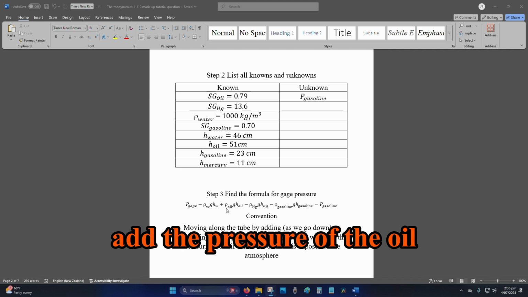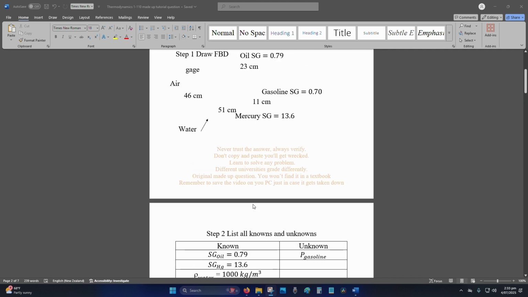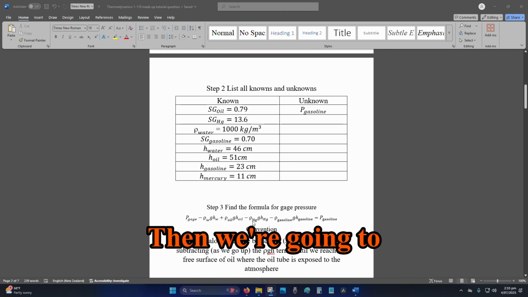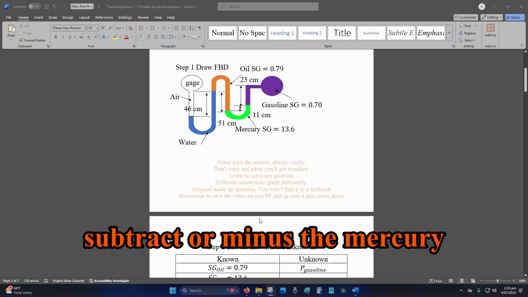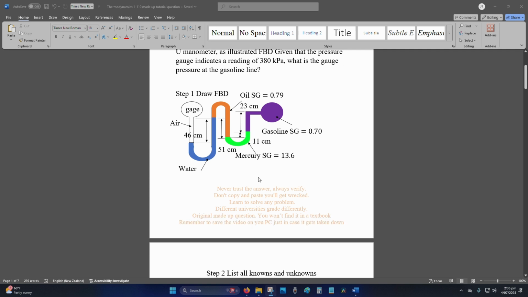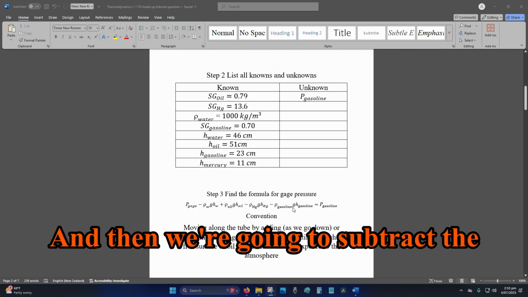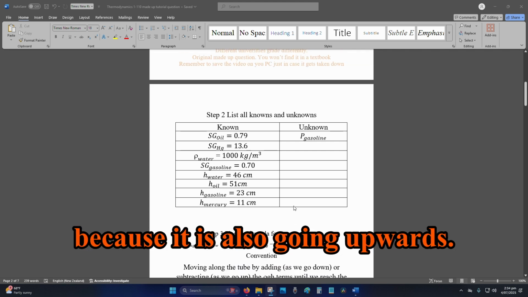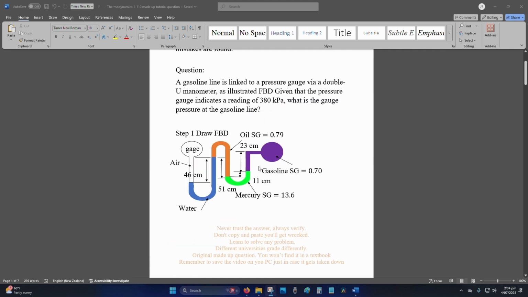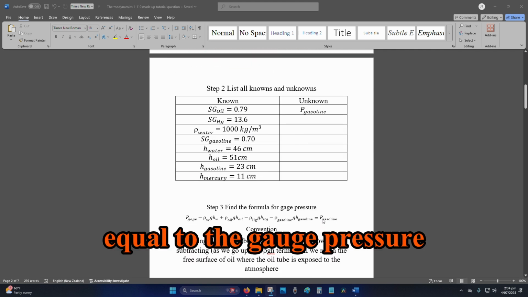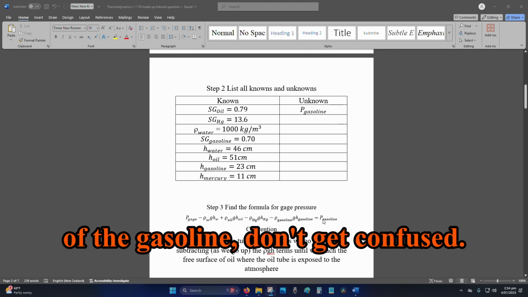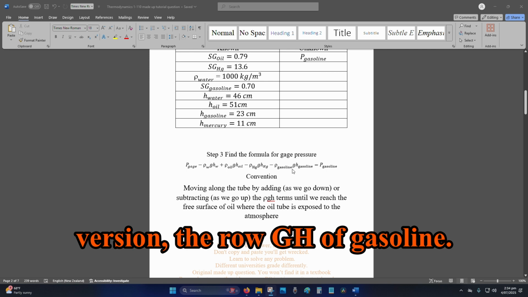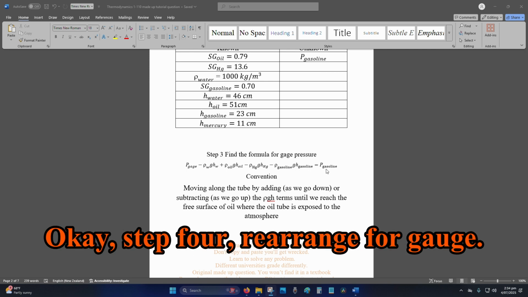So next one, we're going to add the pressure of the oil because the oil is going downwards. Then we're going to subtract the mercury because it is going upwards. And then we're going to subtract the pressure of the gasoline because it is also going upwards. Okay, and this will equal the gauge pressure of the gasoline. Don't get confused. This is the hydrostatic version, the rho gh of gasoline. This is the gauge pressure version.